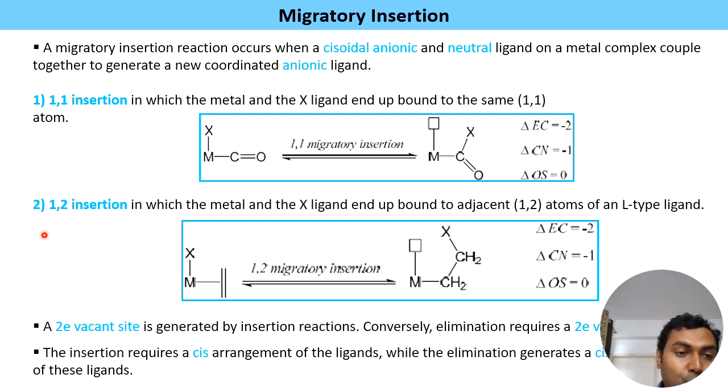And for this 1,2 insertion reaction, we can see that this X group can migrate to this beta position, and this carbon will bond to the metal, making this one an alpha carbon like this, and so this also gives an empty coordination site for this metal. So after the 1,1 or 1,2 migratory insertion, the metal is having one empty coordination site and also a 2 electron vacancy. This is a very important reaction in organometallic chemistry. We can see more in the next slide.